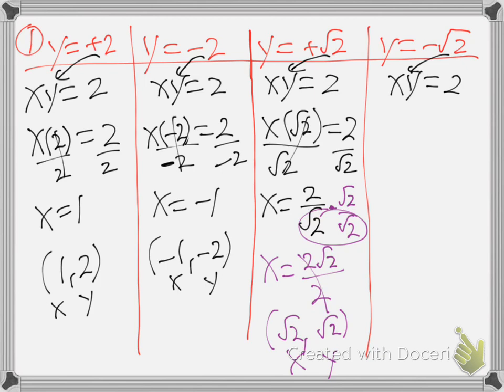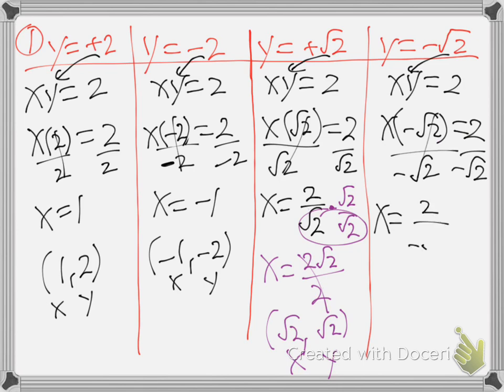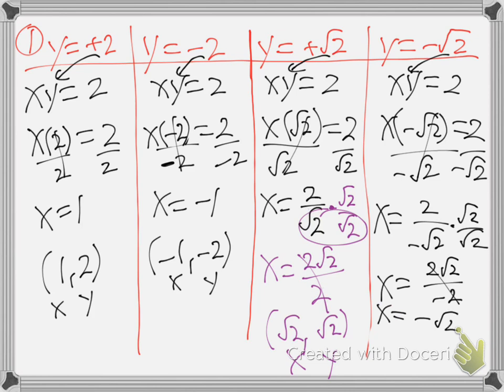And now you know what's going to happen on the next one, huh? It's going to be the same thing, right? It's x times negative root 2 is 2. Divide by negative root 2. Boom. So you get 2 over negative root 2. Multiply top and bottom by root 2. You get 2 root 2 over negative 2. They cancel. So it's negative root 2. Move that up. Kind of ran out of room there. So that answer is negative root 2, negative root 2. You can see that down there.